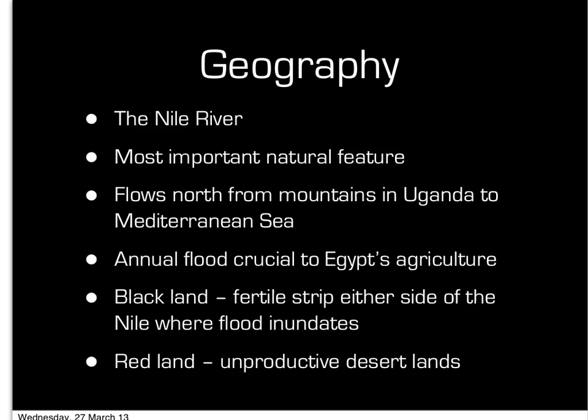On each side we've got sandstone and limestone cliffs, and they keep most of that valley of the Egyptians, that fertile strip, hemmed in by those cliffs. So it was a natural protection for the Egyptians, and that's what kept them quite isolated for a long period of time.